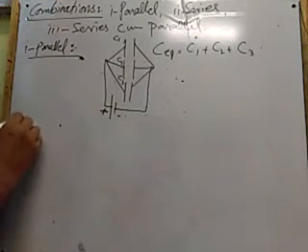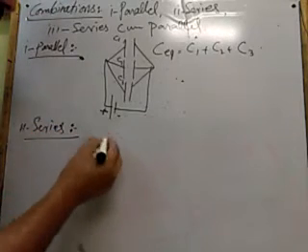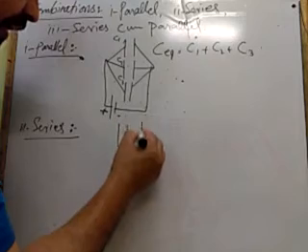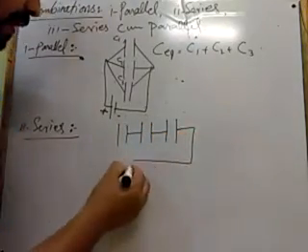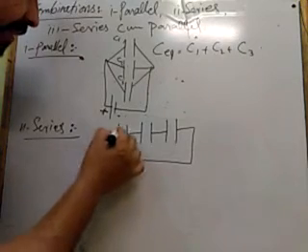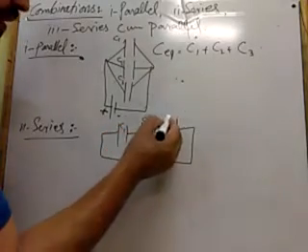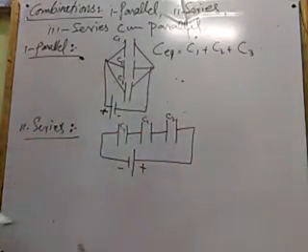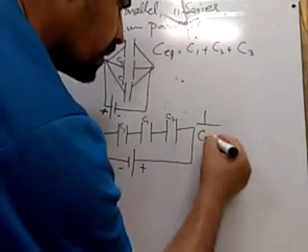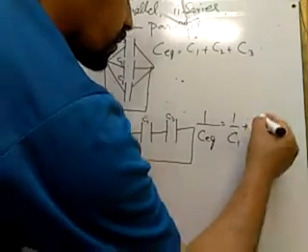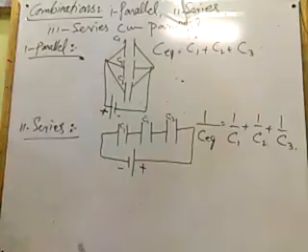Again, series combination. Series combination of capacitors is that in which we connect one capacitor after another, and they are connected to the battery like this. This is, for example, C1, this is C2, this is C3. The equivalent capacitance of this type of combination is written as 1 over C equivalent is equal to 1 over C1 plus 1 over C2 plus 1 over C3. This is called series combination of capacitor.